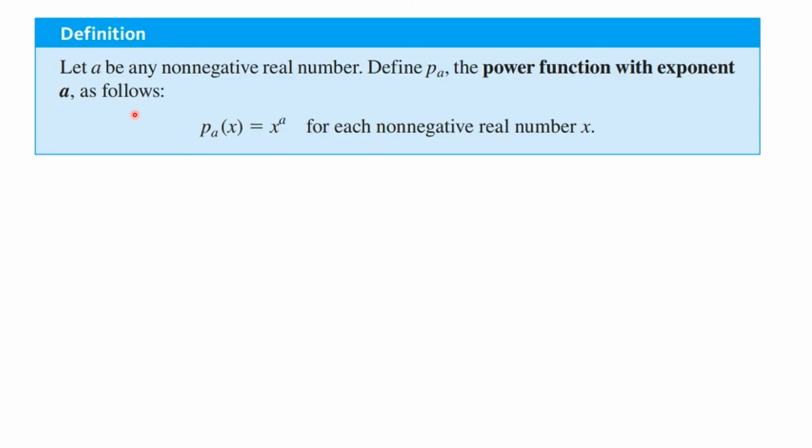So we're going to be talking about functions, because we're going to be comparing the efficiency of algorithms to mathematical functions. So what we're going to do is let a be any non-negative real number, and we'll define p sub a to be the power function with exponent a. So p sub a of x is x to the a for each non-negative real number x. So this is one of the things that we will compare some of our algorithms to.